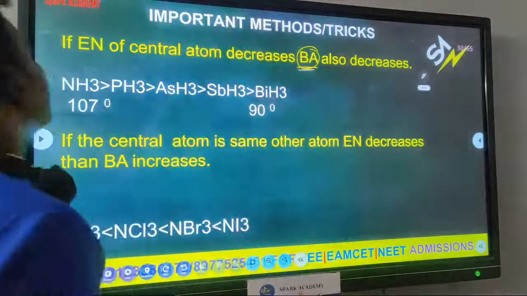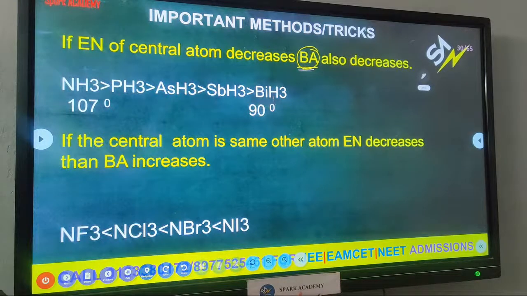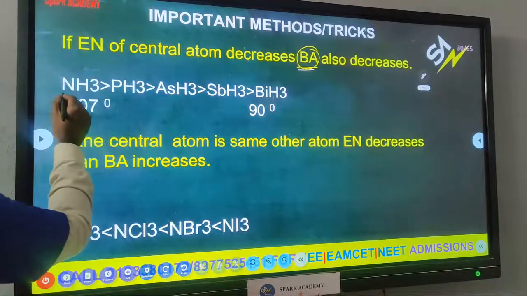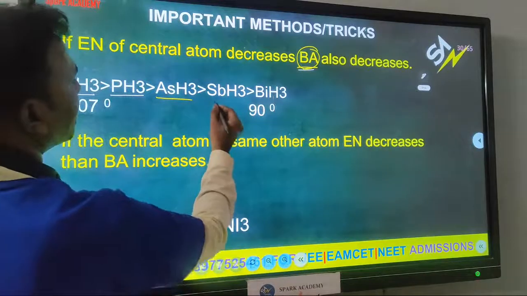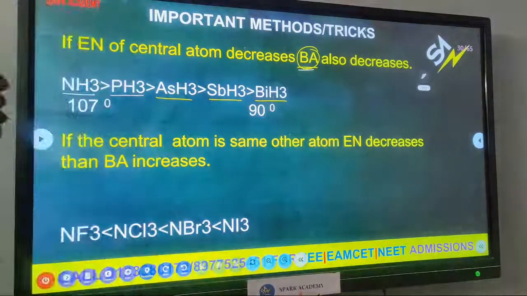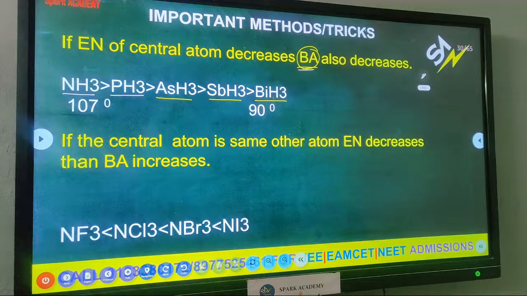What about the next application? See, the electronegativity of the central atom. We are now talking about electronegativity of the central atom. We have to check NH3, PH3, AsH3, SbH3, BiH3. Here hydrogen is common in all these hydrides. So what is the central atom? The first is nitrogen, second phosphorus, third arsenic, next Sb, and last bismuth.